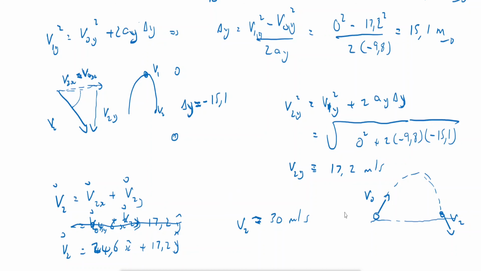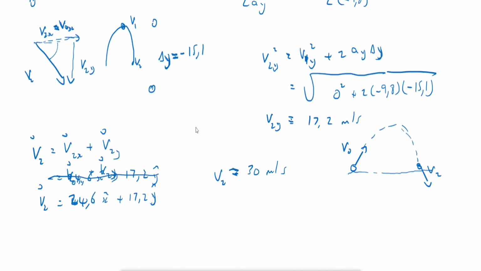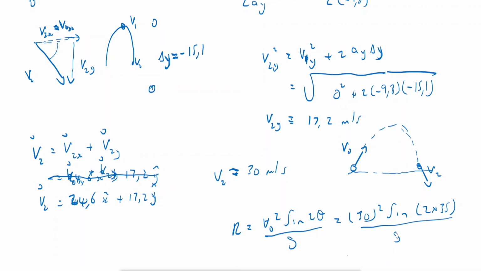What else do I need? I need the range. Remember what I said, you can find the range using this equation. Since it's landing at the same level it started, we can use this equation that basically says v0 squared sine 2 theta over g. So that basically becomes 30 squared sine of 2 times the angle, which is 35, over g, which is 9.8. Don't put minus, put 9.8 here. Don't put the minus because you already took care of the minus when you were deriving this equation.